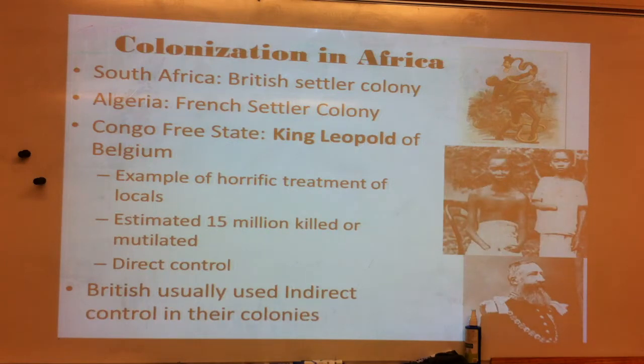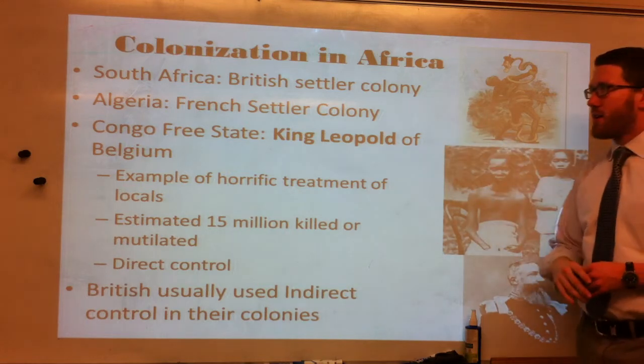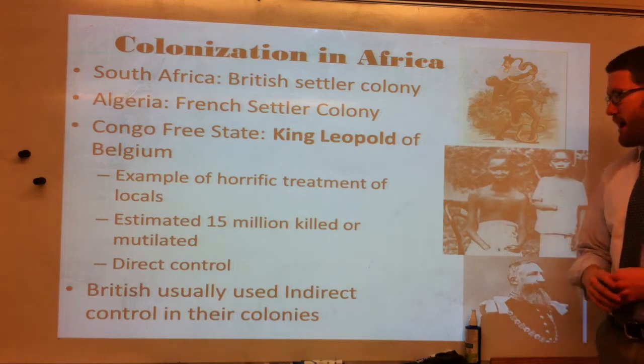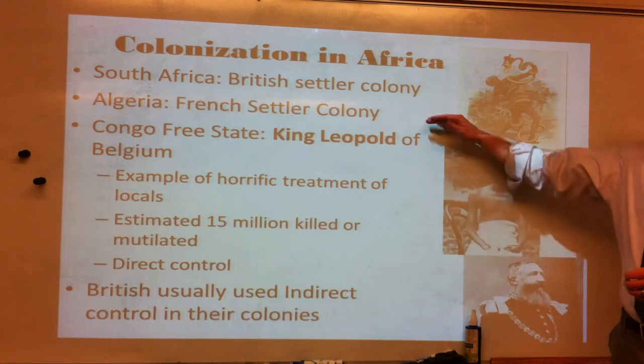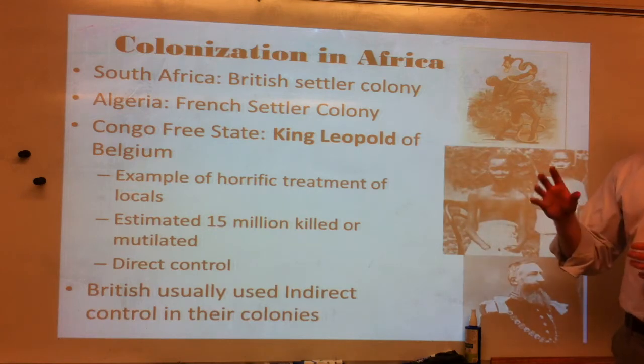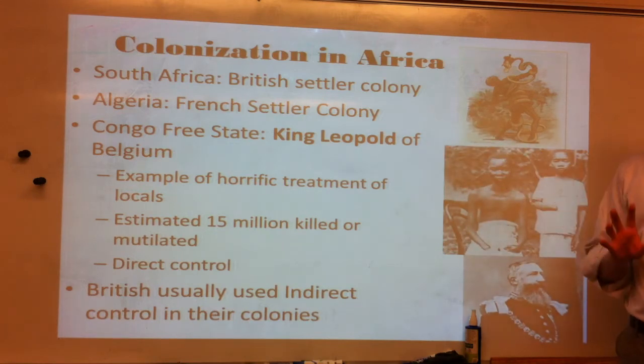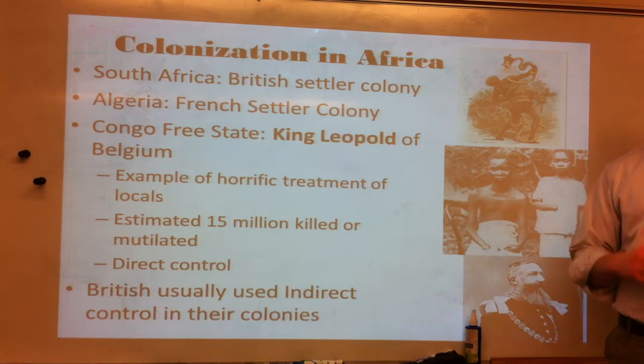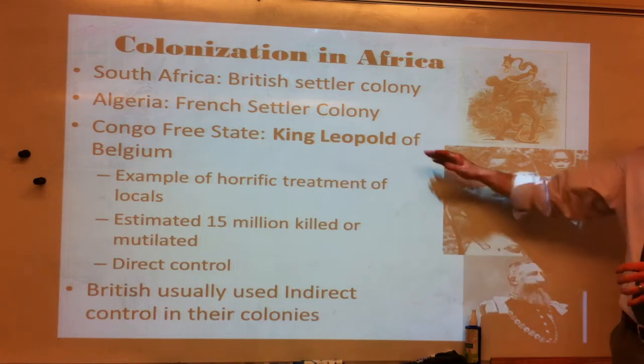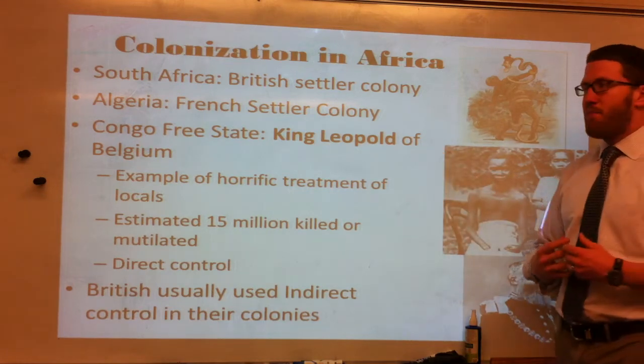There are a few examples that you need to know about. One of them is South Africa. South Africa was a British settler colony. Algeria was a French settler colony. This is where the British and the French are sending massive amounts of people there to live permanently.